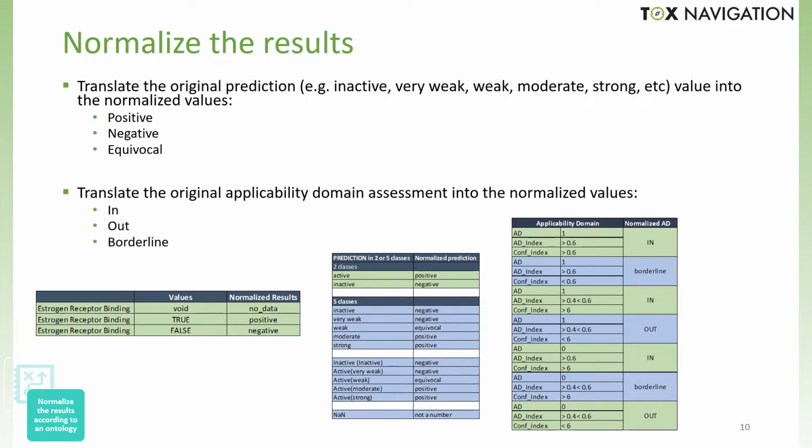As each tool, and sometimes each model, expresses the prediction with its own vocabulary, it is necessary to normalize the results in order to be able to combine them. These are just examples of the normalization tables that are employed in the workflow. We consider three values of the prediction: positive, negative, and equivocal, and three values for the assessment of the applicability domain: inside the applicability domain, outside the applicability domain, and borderline.